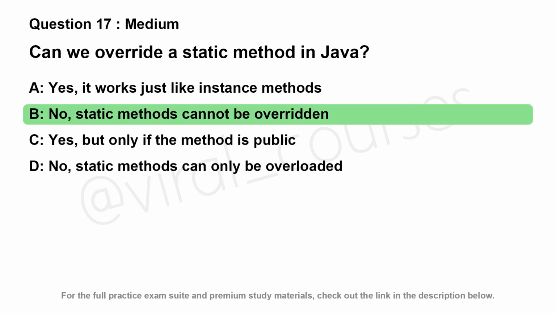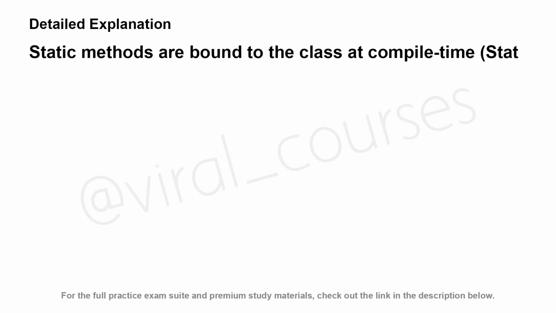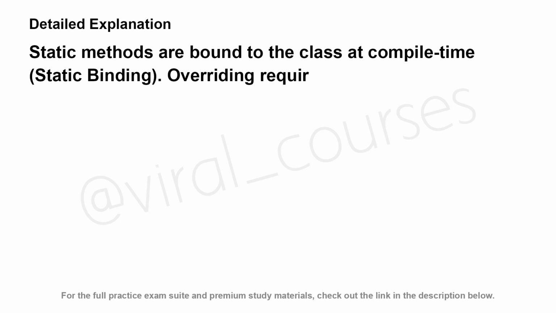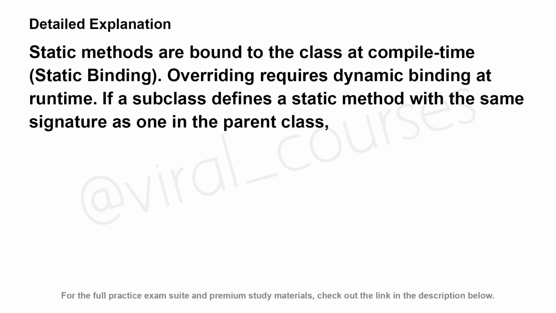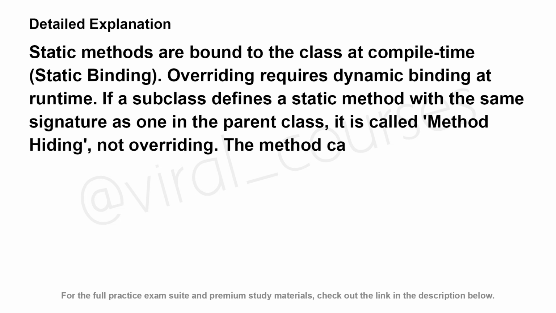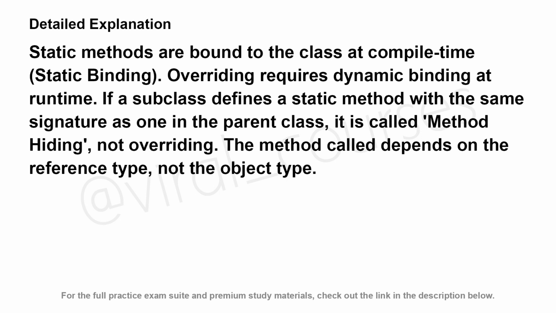The correct answer is B. Static methods are bound to the class at compile time. Static binding. Overriding requires dynamic binding at runtime. If a subclass defines a static method with the same signature as one in the parent class, it is called method hiding, not overriding. The method called depends on the reference type, not the object type.